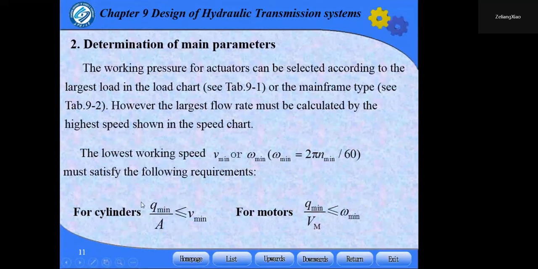Here is the flow rate that we have done in the previous chapter, the movements of the flow rate. It must be less than the working speed. The minimum and maximum is the volumetric flow of the hydraulic system.